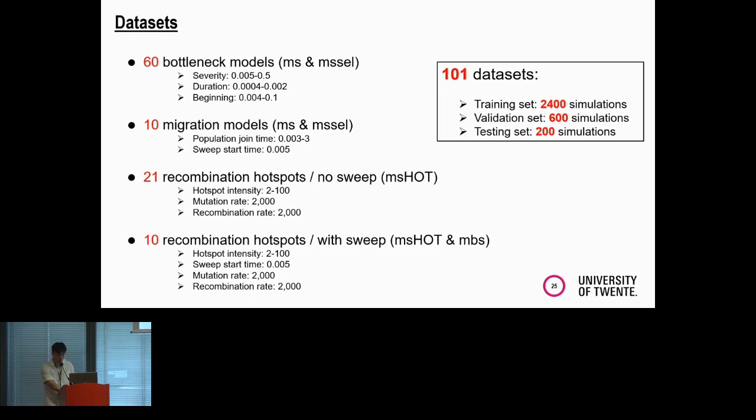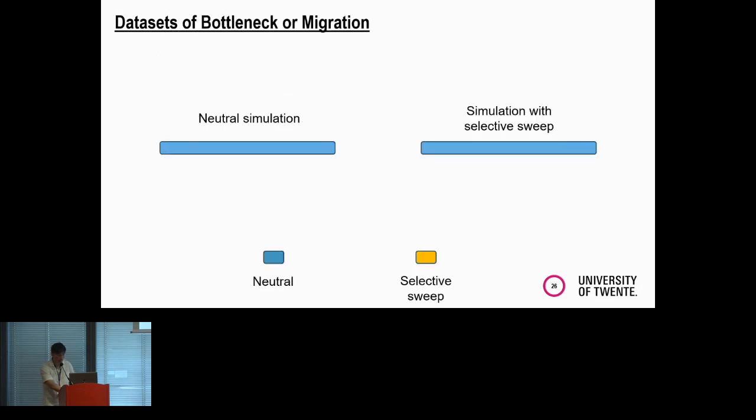Each data set has 2,400 simulations for the training set, 600 simulations for the validation set, and 200 simulations for the testing set. For the data sets of bottlenecks or migrations, we generate the selective sweep at the center of the simulation. And for the recombination hotspot, we generate the recombination region at the center of the simulations.